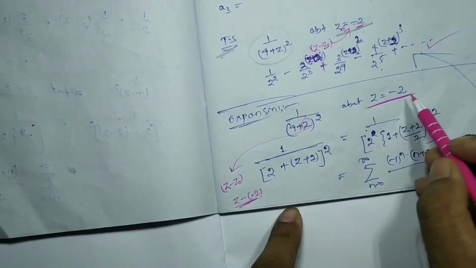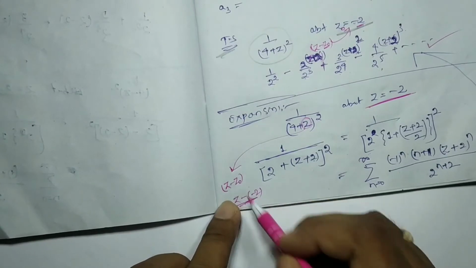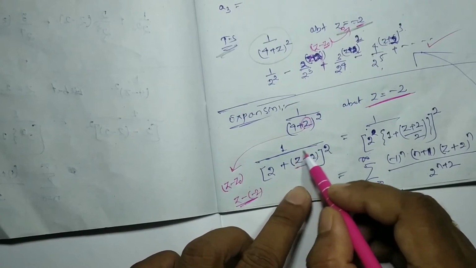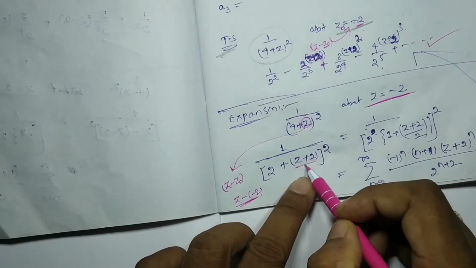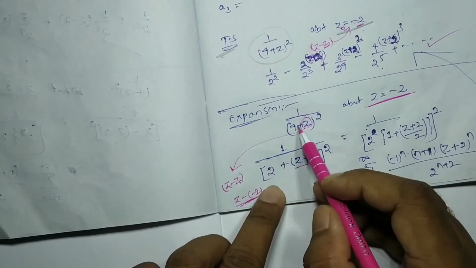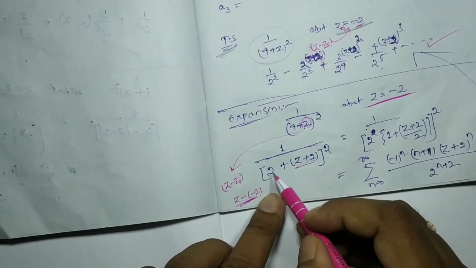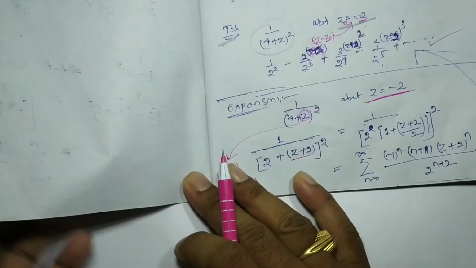So here minus 2 means z will be transformed to z minus z0. That means here it will be z plus 2. If in this bracket z plus 2, that means z is transformed in this format, then what we have to consider over here will give you the 4 plus z. Here we have to write the 2, then 2 plus 2 is 4 plus z. Right.